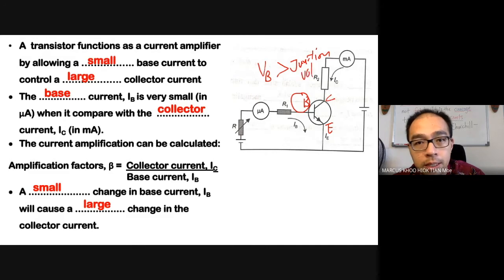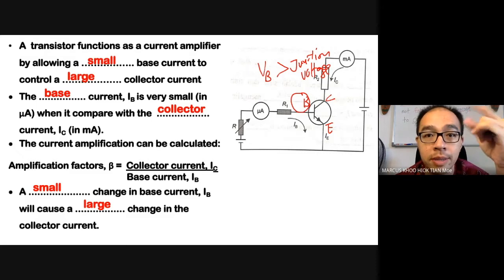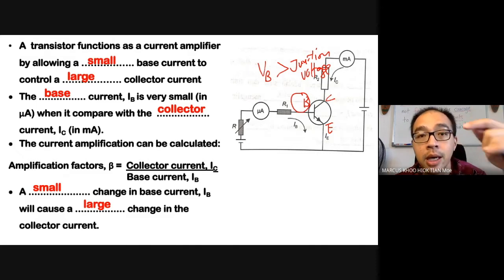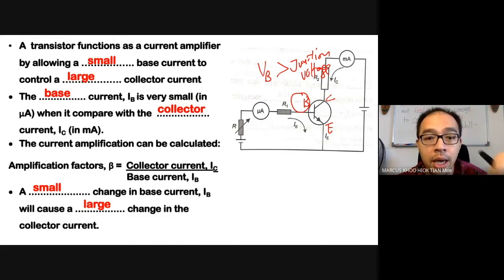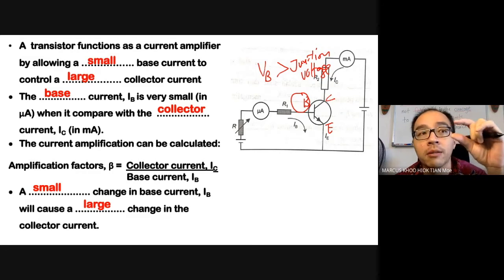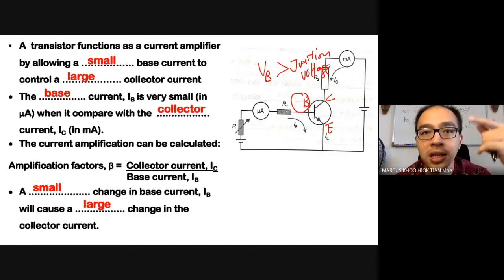This is the most important thing. The base voltage must be bigger than the junction voltage in the transistor. We talked very long about what the junction voltage is and why there is a junction voltage. But basically, a junction voltage is like a gap that stops the electrons from crossing over. And if the electrons cannot cross over, current cannot flow. That's the basic of this.